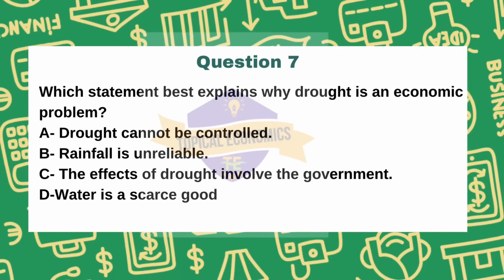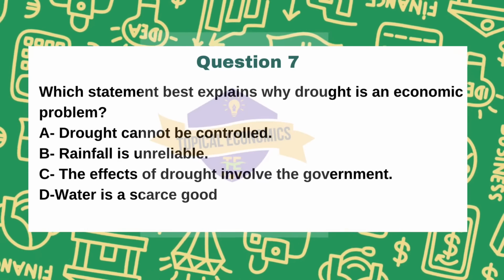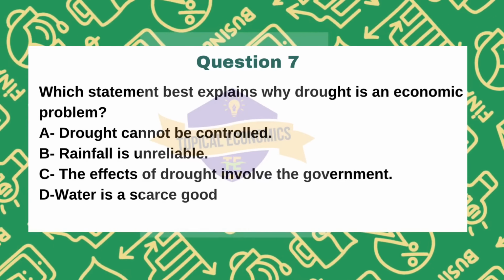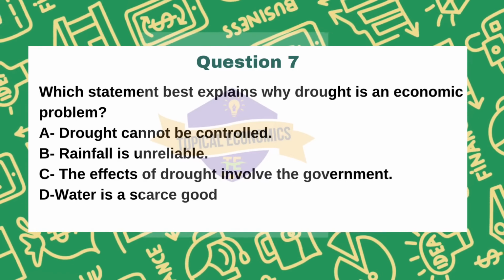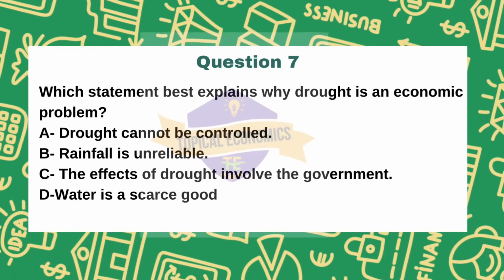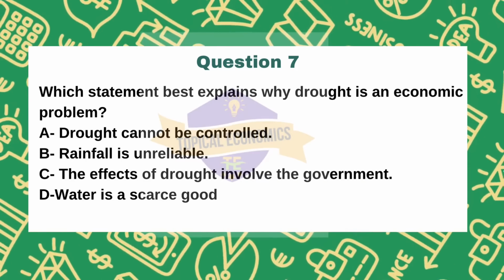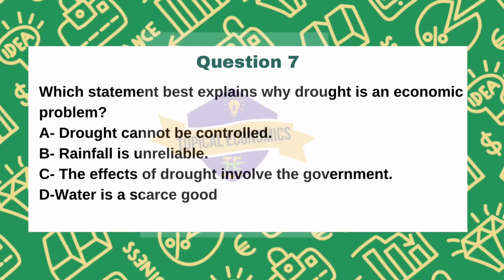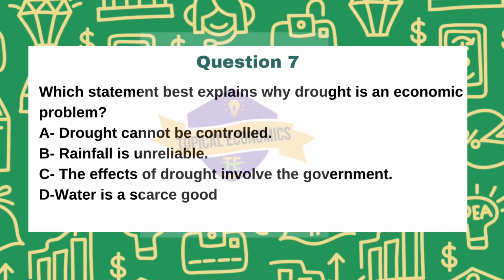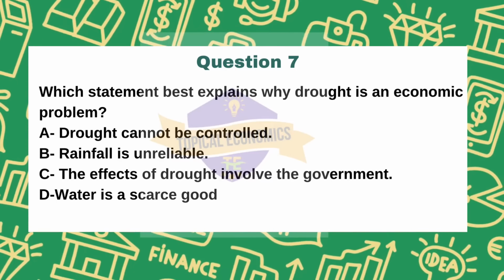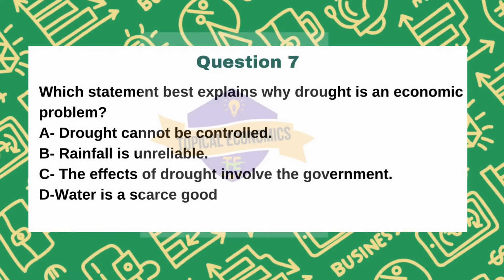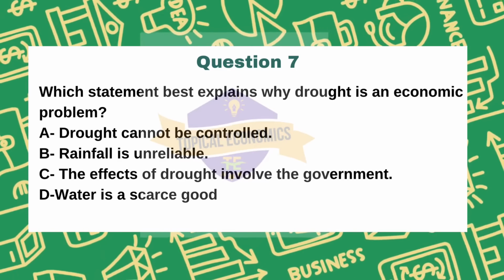The correct answer for this question is option D. Water is a scarce good. An economic problem arises when there are limited resources to meet unlimited wants and needs. Drought exacerbates this issue by reducing the availability of water, making it an even scarcer resource. This scarcity means that choices must be made about how to allocate water, leading to opportunity costs and other economic implications. On analyzing, the other options are not as strong.